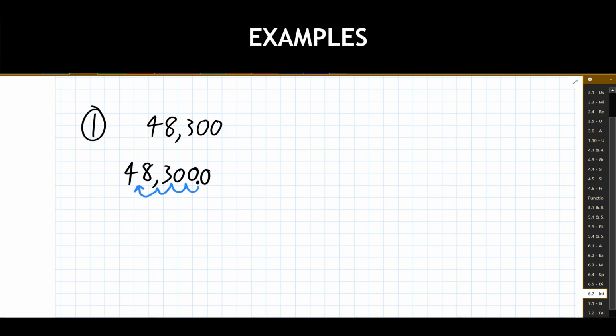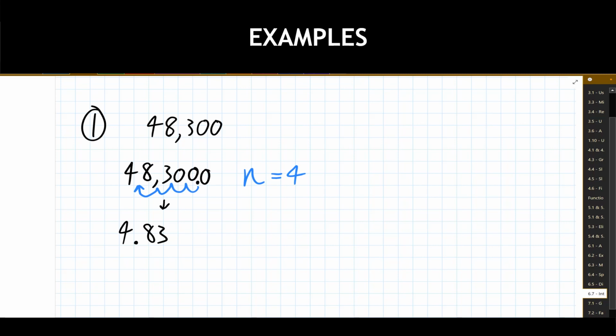So our new number, when it's rewritten, is 4.83. Now our second step said to count the number of decimal places, n, that the decimal point was moved. In this case, how many places do we move it? We moved it 1, 2, 3, 4. So we have an n value of 4 here.